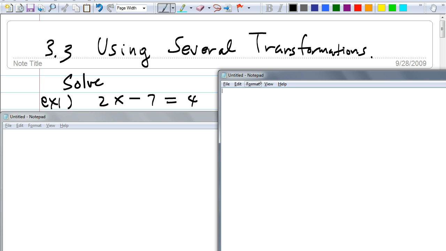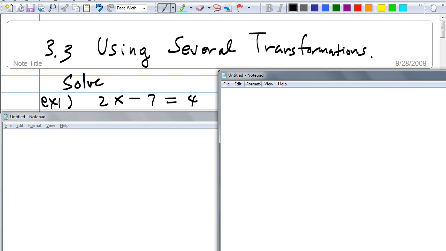In this problem, it won't be just one step. It will require 2 steps, I think. Anybody know what we could do to get x by itself? All right, a lot of you know. Okay, Michael. First you add 7. Yeah, first you add 7, right? Get rid of that. This is really adding -7, so you add 7 to both sides.